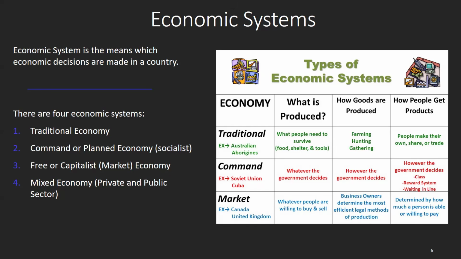And then the complete opposite of the planned or command economic system is the free market or capitalist economic system. This is when the answers for those questions are done by private individuals like you and me. So we decide what we're going to produce. And it's based on what people want because we're trying to make a profit.